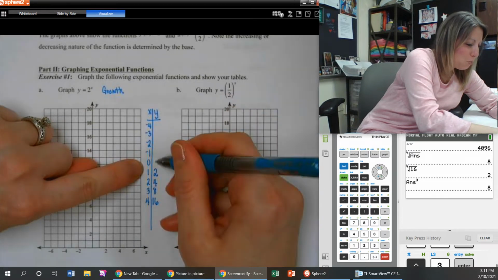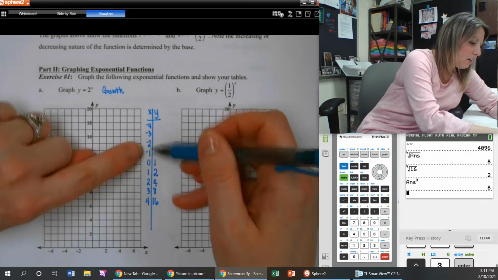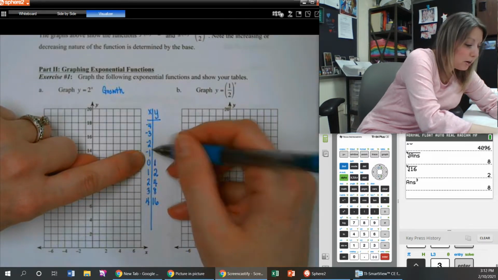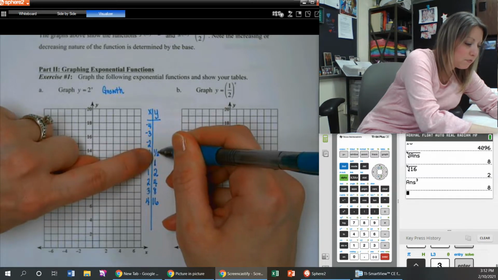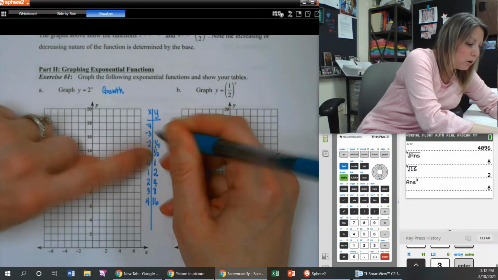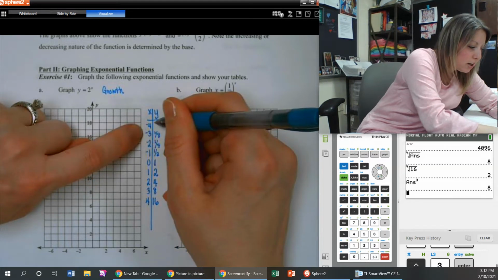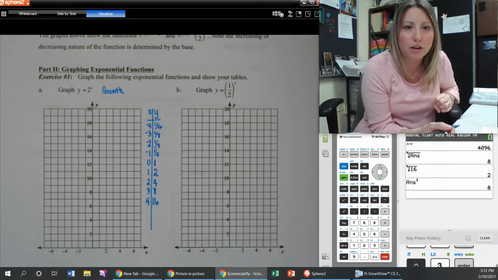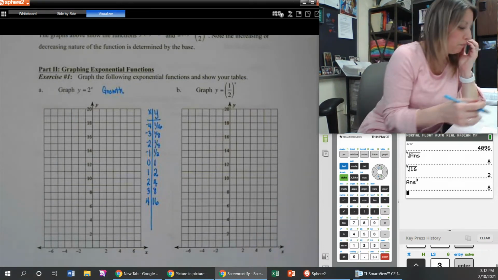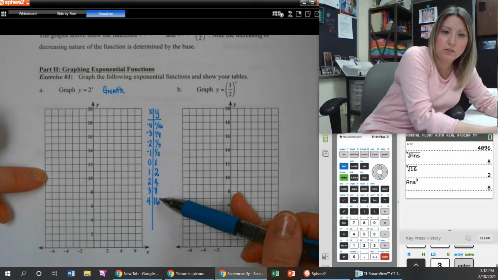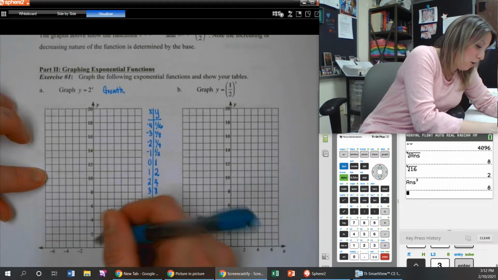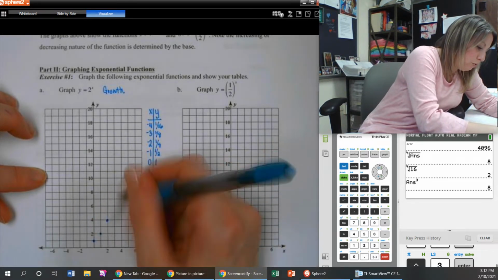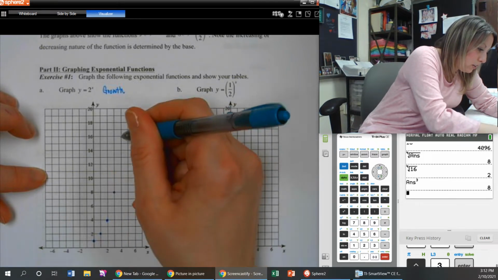2 to the 0 power is 1. There's my y-intercept. 2 to the -1 power is 1/2, because what's half of 1? 1/2. What's half of 1/2? 1/4. What's half of 1/4? 1/8. What's half of 1/8? 1/16. And I don't know how I'll very well be able to represent 1/16 on my y, but I'll give it a go. Of course, graphing the integer points is just so much easier, so I'll start there as far as graphing goes. 2 to the 2 is 4, and then 3, 8, and then 4, 16.